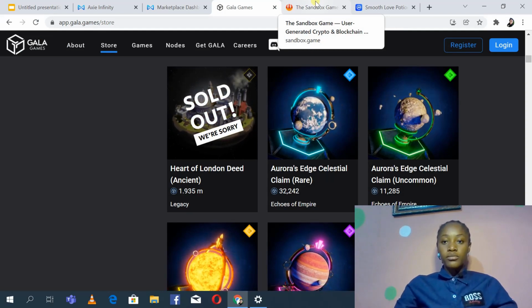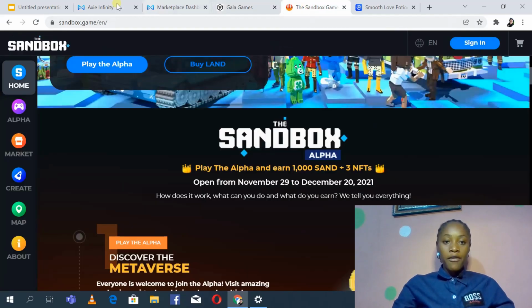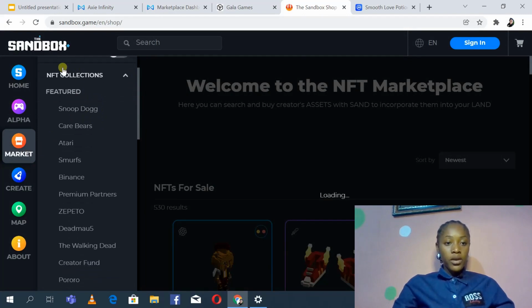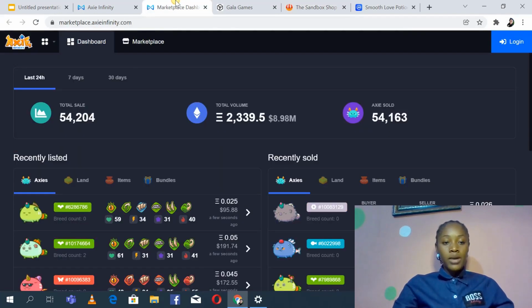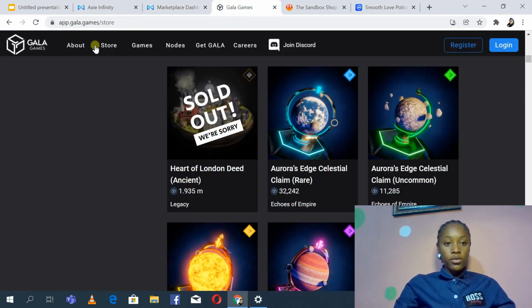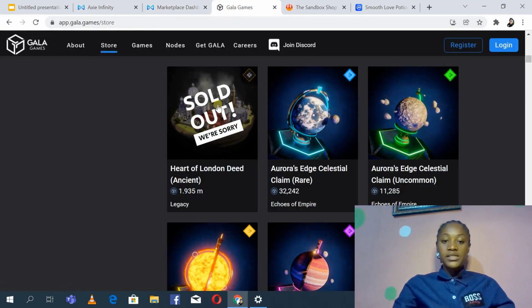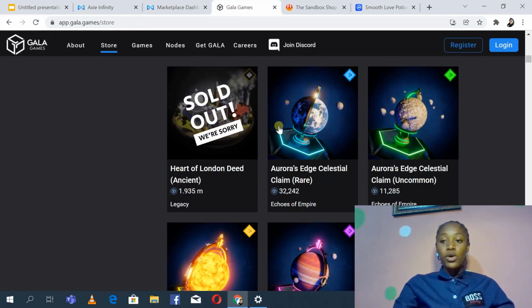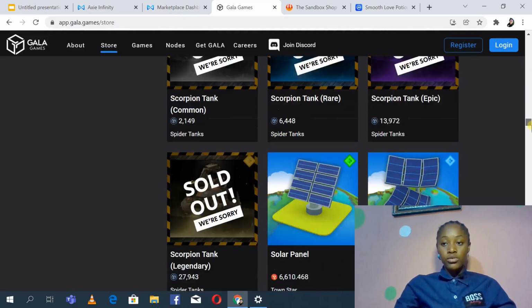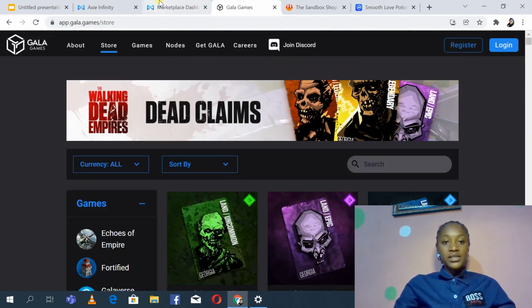So also, each of these games has a marketplace where you get to sell anything you win playing these games. You can see we have a marketplace here. We also have a marketplace on the Infinity game, right? And also we have a store instead of a marketplace here. You can see this one has already been sold out. We also have other projects here on the Gala game stores, right? Yeah, so that is it.